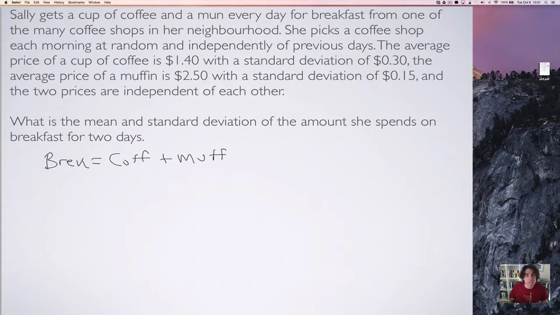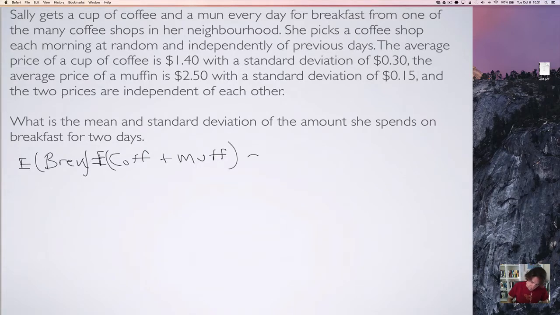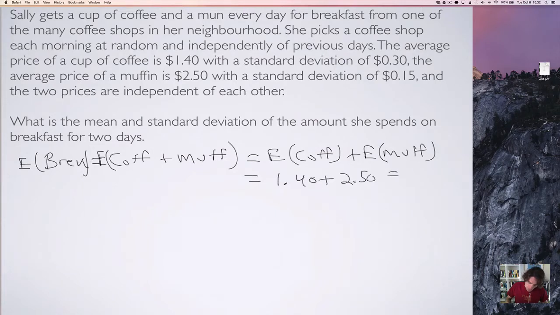So that means that the expected value of breakfast is equal to the expected value of the coffee plus a muffin. And that's equal to the expected value of coffee plus the expected value of muffin, and we're given that that's equal to 1.40 plus 2.5, which is 3.9.